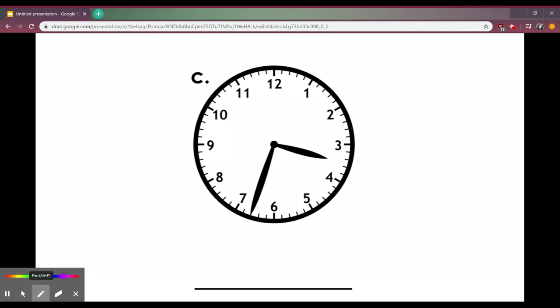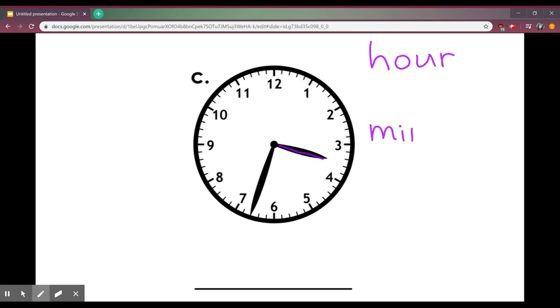So when we are figuring out what time is on the clock, we need to look at the hour hand by itself and then the minute hand. The hour hand is our shorter one right here. And the trick that I gave you guys is the word hour is shorter than the word minute. So the minute hand is going to be the longer one and the hour hand will be the shorter.